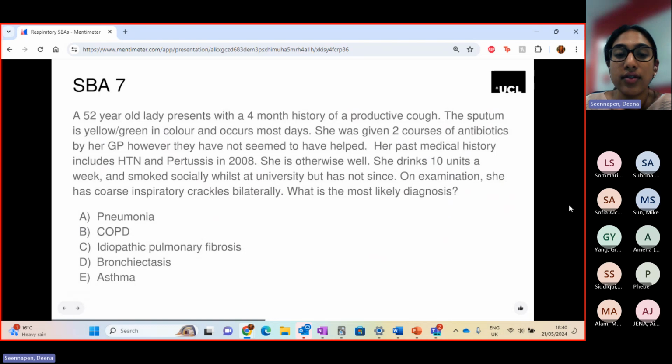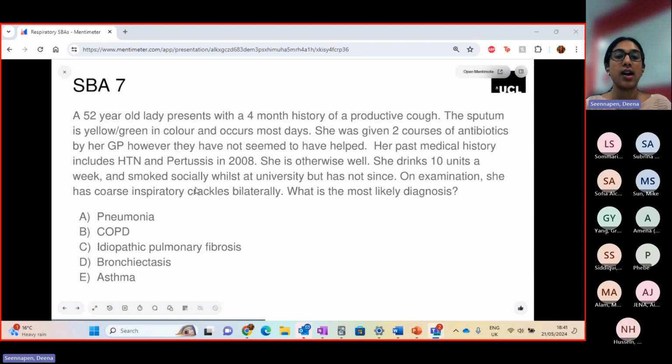So moving on to SBA 7. A 52-year-old lady presents with a 4-month history of a productive cough. The sputum is yellow-green in colour and occurs most days. She was given 2 courses of antibiotics by her GP. However, they've not seemed to have helped. She's got a past medical history of hypertension and pertussis in 2008, and she's otherwise well. Socially, she drinks 10 units a week and smokes socially. On examination, coarse inspiratory crackles bilaterally. What is the most likely diagnosis?